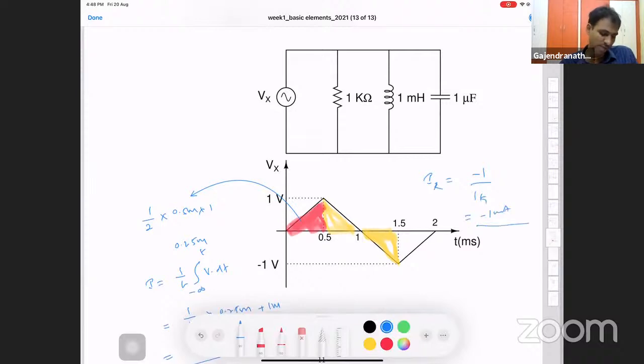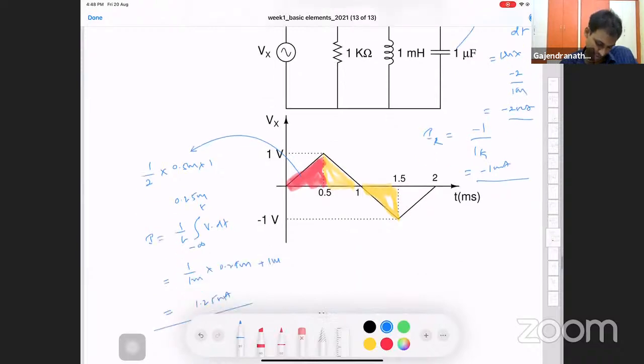Now we want to find the current to the capacitor. Current to the capacitor is simply the derivative of this curve. For a capacitor, I is equal to C dV by dt. What is the value of C? 1 micro. What is dV by dt? The derivative of this curve is negative here, right? It started from 1, went to -1, that is a -2 change, divided by dt, which is 1 millisecond. So that means the current is -2 milliamps.